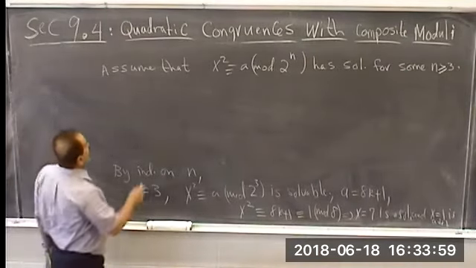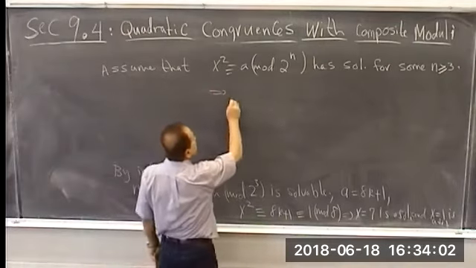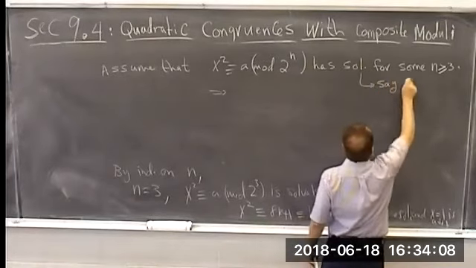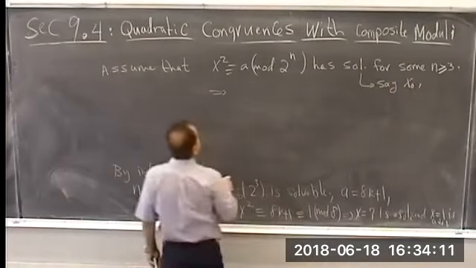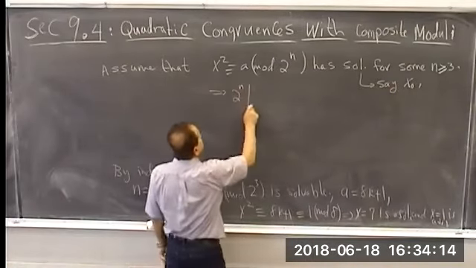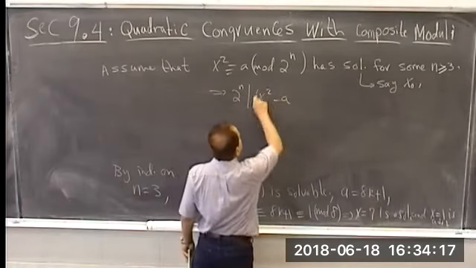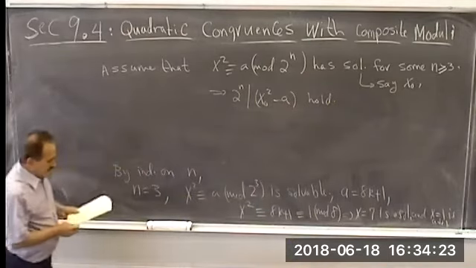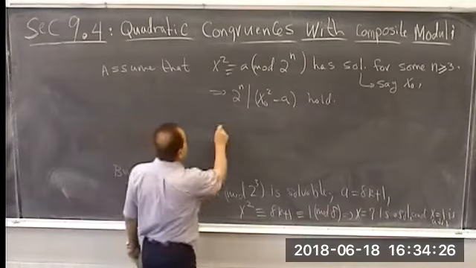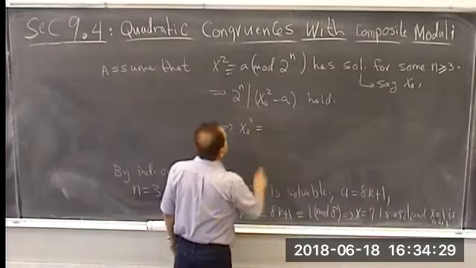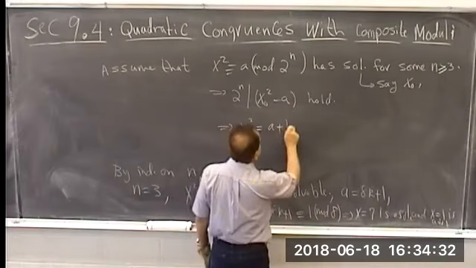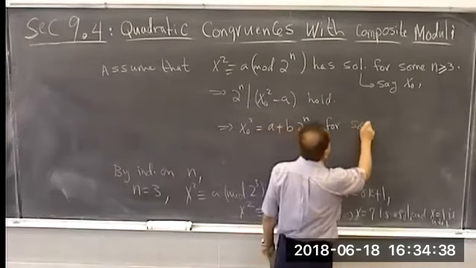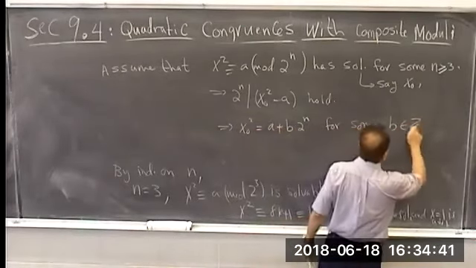All right, so what does this mean? This means that, let's say, x sub 0 is a solution. So 2 to the n divides x sub 0 squared minus a. Which means here we could write that x0 squared is equal to a plus b times 2 to the n, for some integer b.